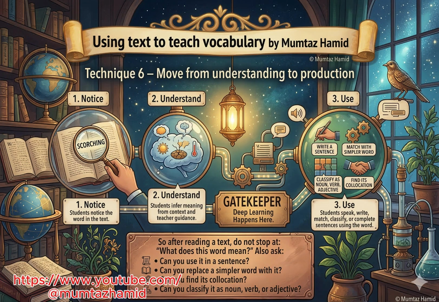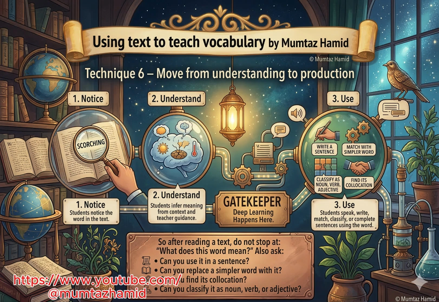Technique 6. Move from understanding to production. Many lessons stop after meaning checking, but vocabulary teaching becomes more effective when students move through 3 stages. 1. Notice. Students notice the word in the text. 2. Understand. Students infer meaning from context and teacher guidance. 3. Use. Students speak, write, match, classify, or complete sentences using the word.